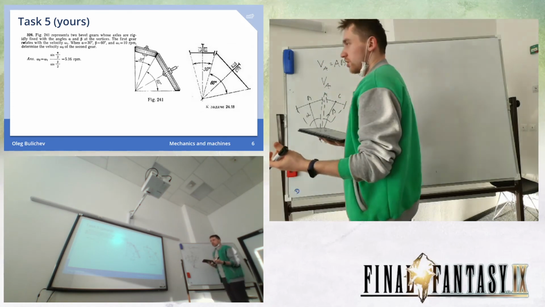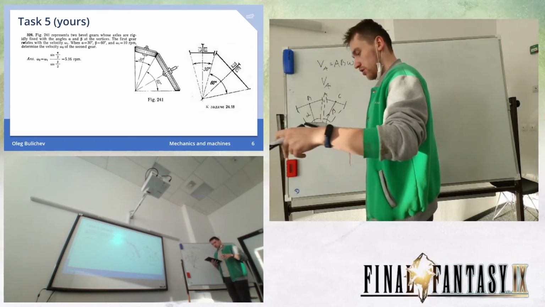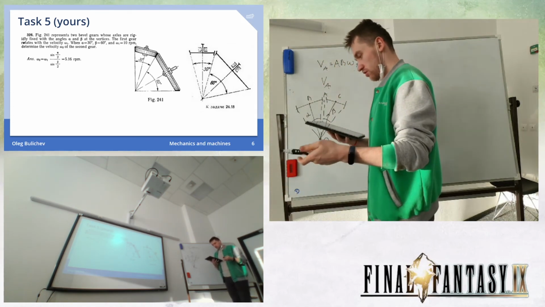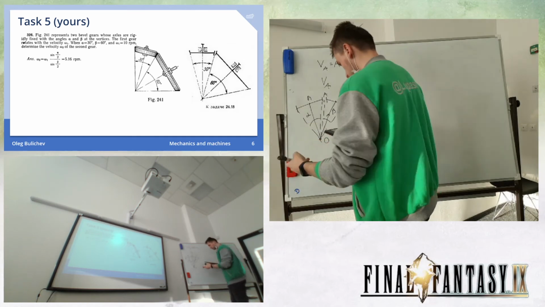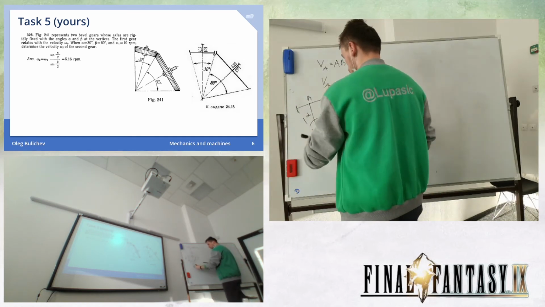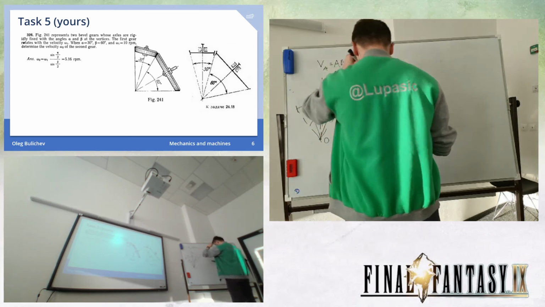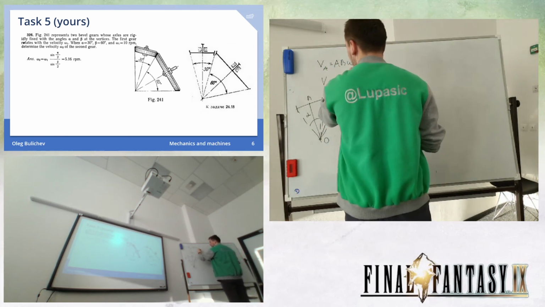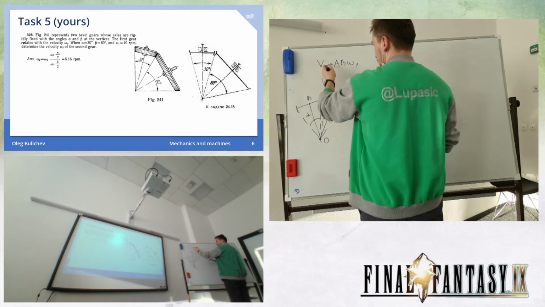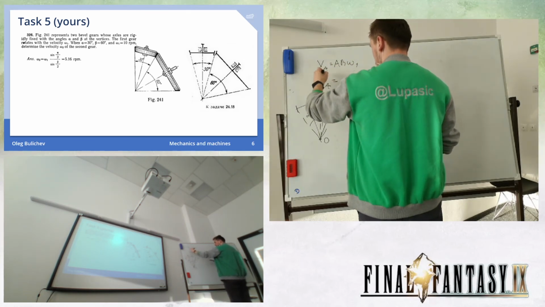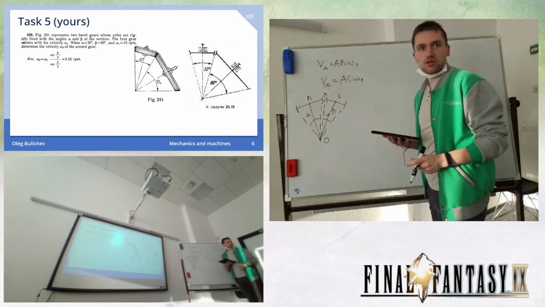So in this case, the verb should be, how to say, omega. So this is omega, this is omega. So the addition is 1, 1, 1. So the A should be AB omega 1, and also it should be AC omega 1. Do you agree with it?